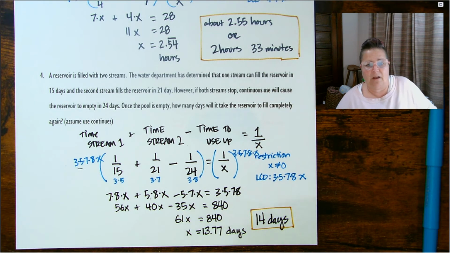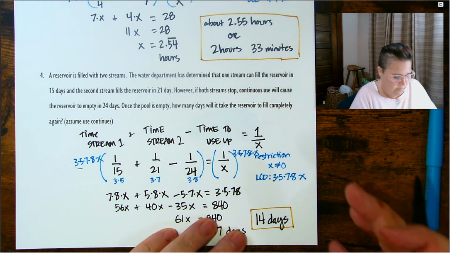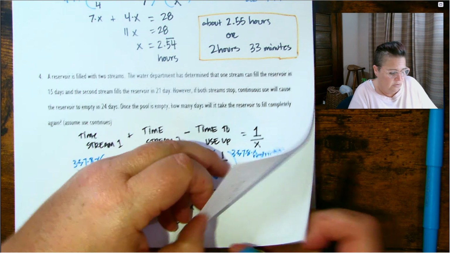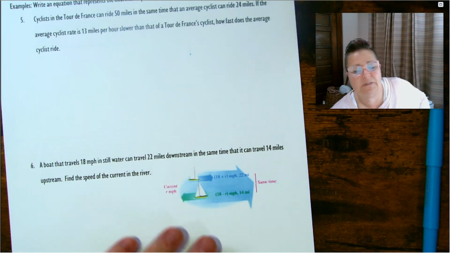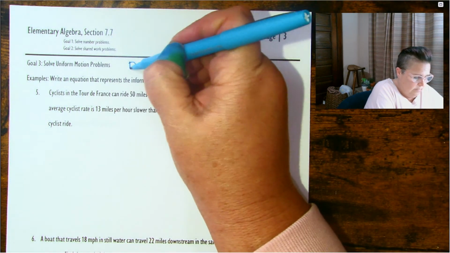All right, fantastic. Now we've got to do some uniform motion problems. The uniform motion problems use distance is equal to rate times time. So distance is going to be equal to rate times time.